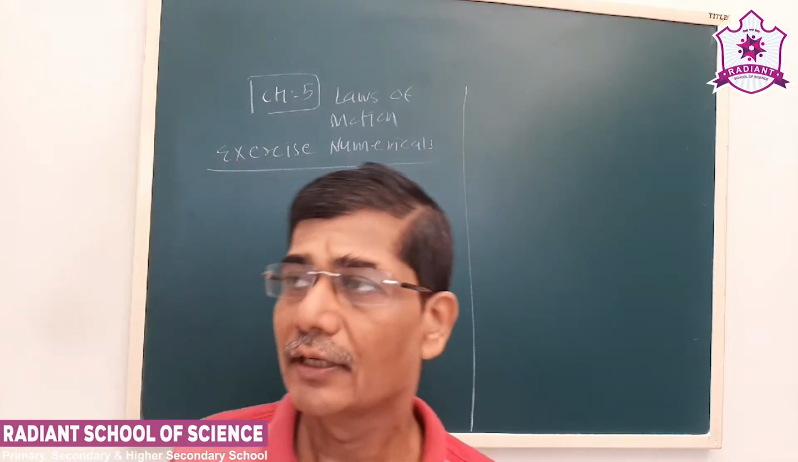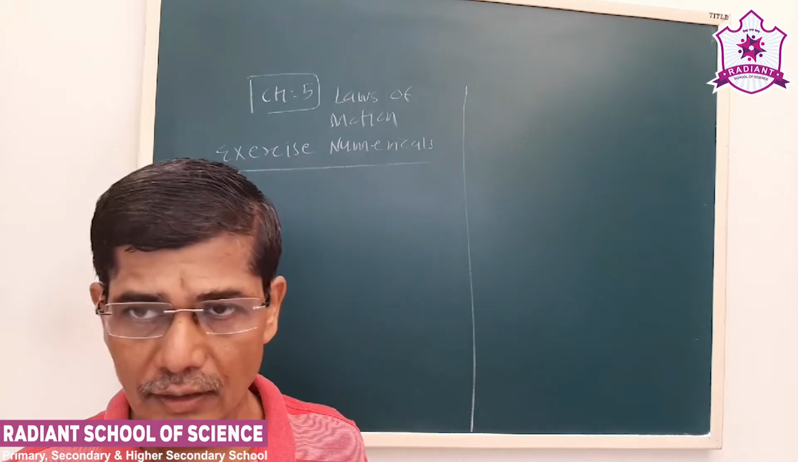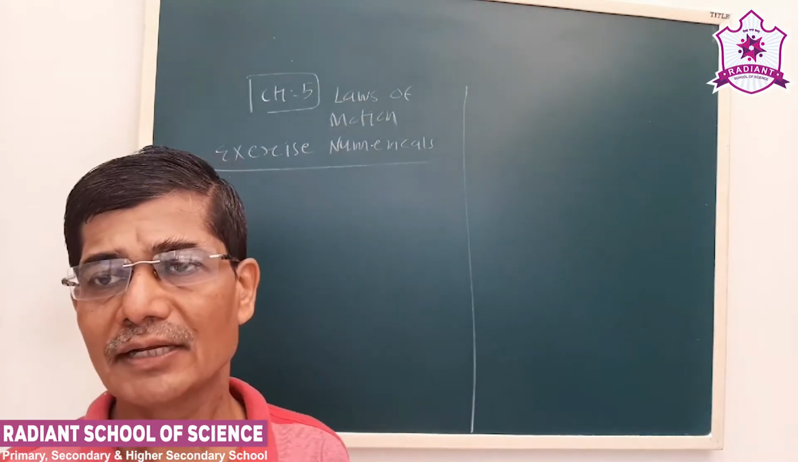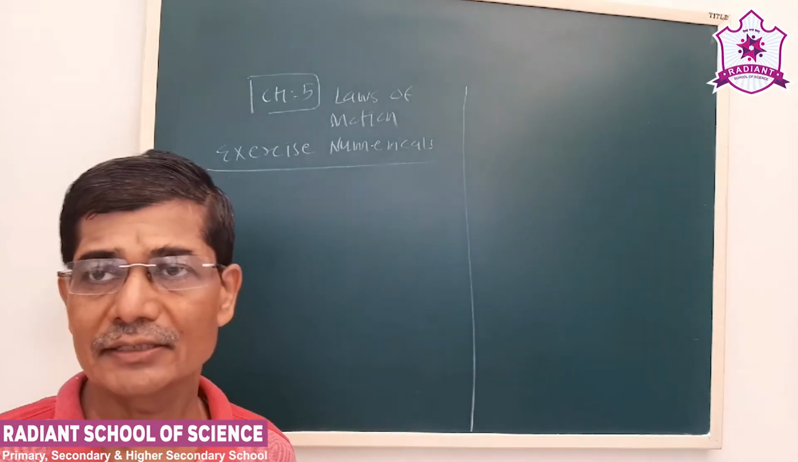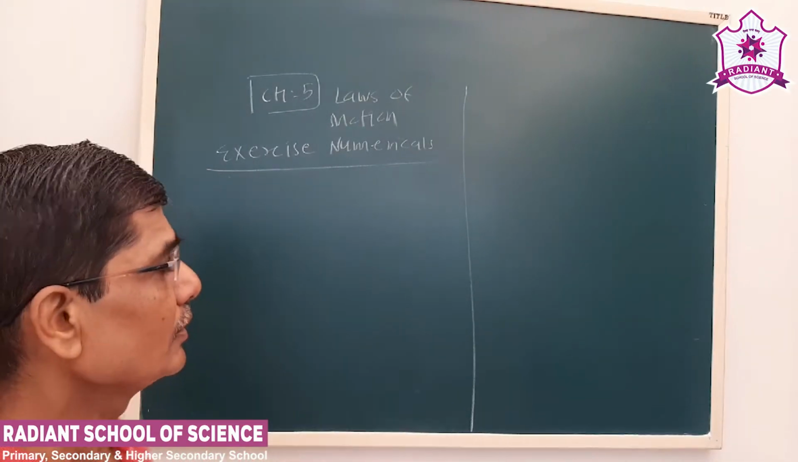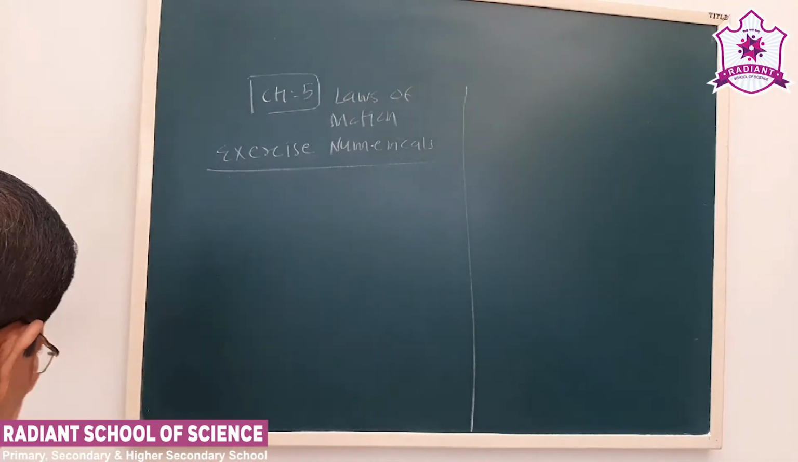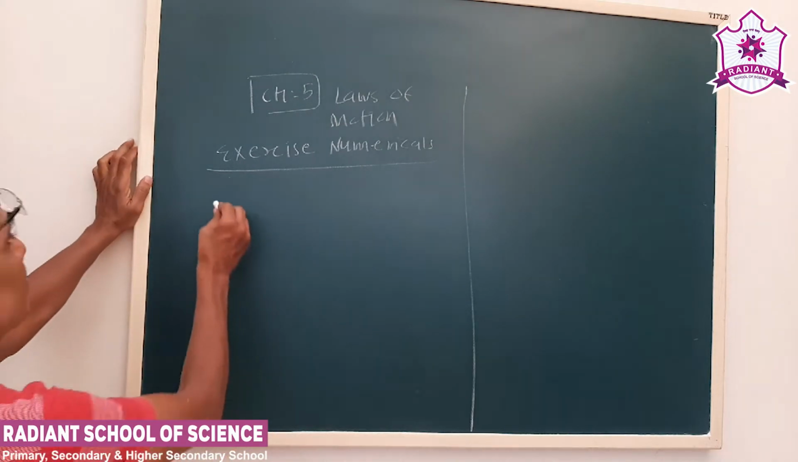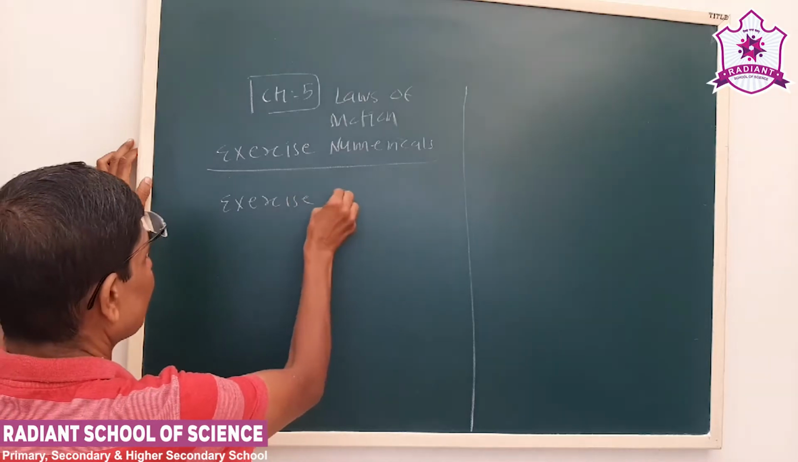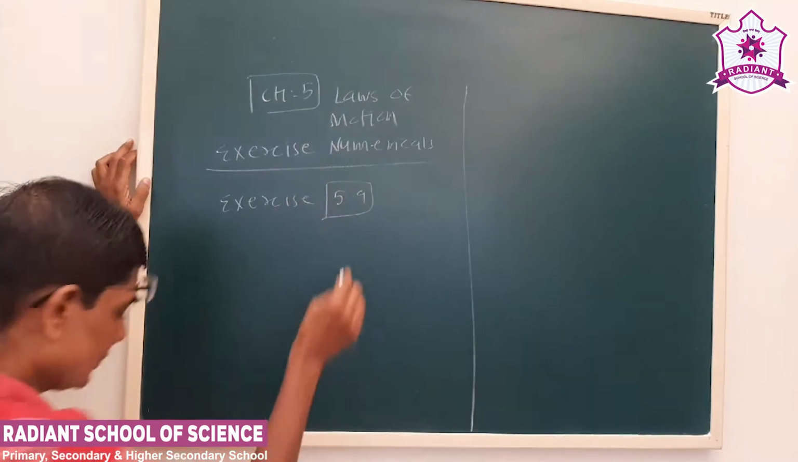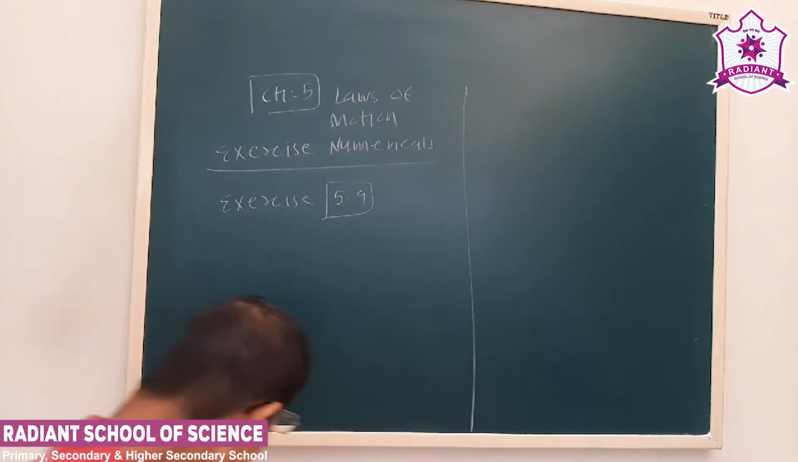Dear students, last time we completed examples of lesson number 5, that is laws of motion, and we started exercise numericals also. Now we proceed further in this lesson. Next is exercise sum number 5.9.